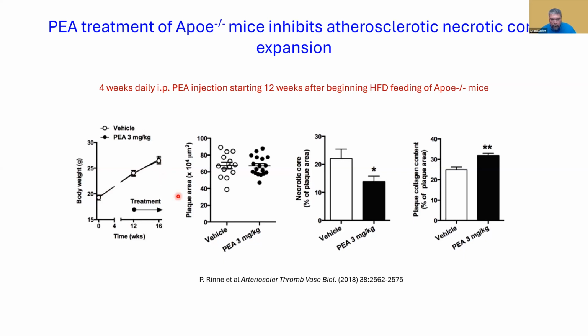And in these studies, there's not a change in plaque area, but there's a significant reduction in the necrotic core. And there's an increase in the collagen content, suggesting that that fibrotic cap has been extended and is solid. And the key observation that they made was that this most likely suggested that the PEA was enhancing efferocytosis, enhancing this resolution that was critical to prevent the progression of the disease.